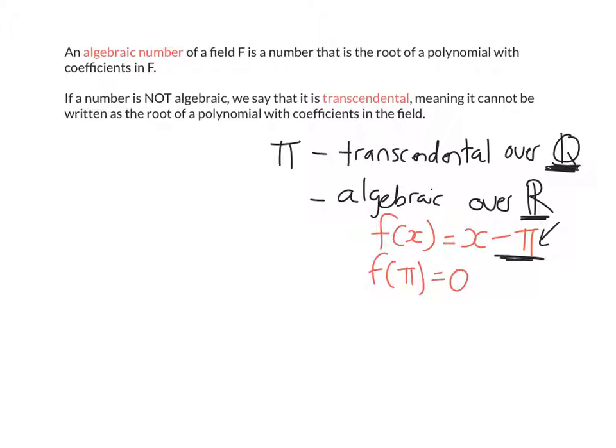Just to let you know, when most mathematicians are talking about algebraic or transcendental numbers, they're really talking about algebraic or transcendental over Q. They usually just don't mention that. It's normally implied that we're talking about polynomials with coefficients in Q, but I just want you to make sure that you understand that you really should specify the field over which the number is algebraic or transcendental.